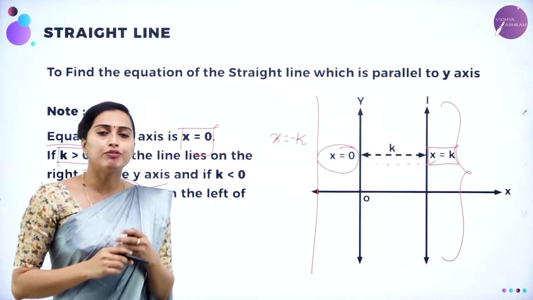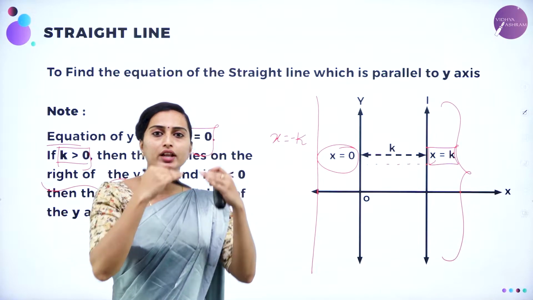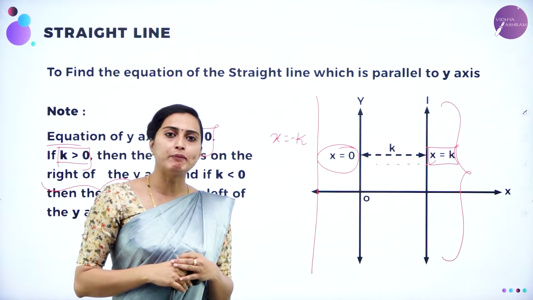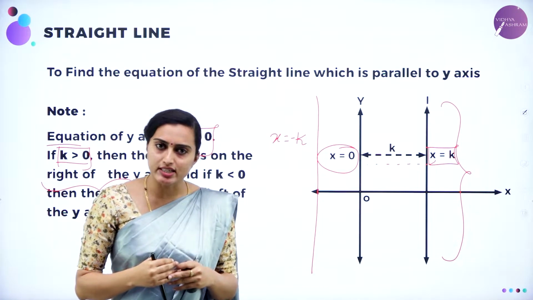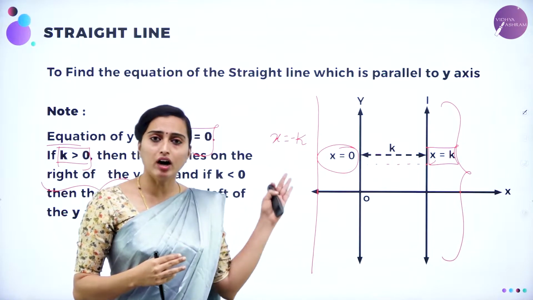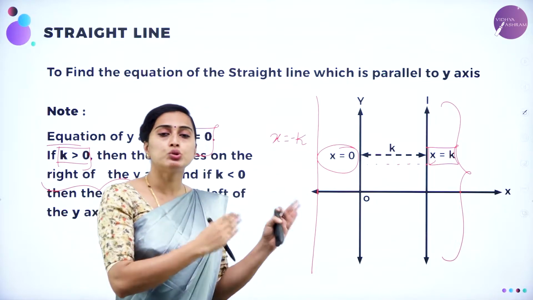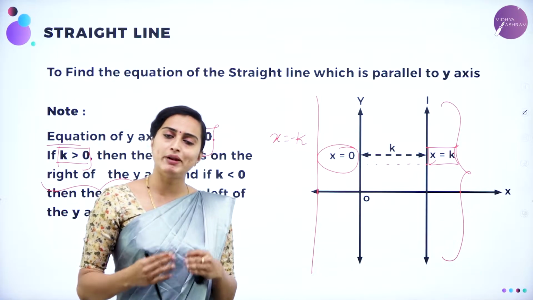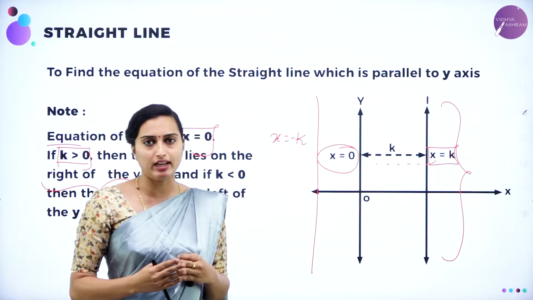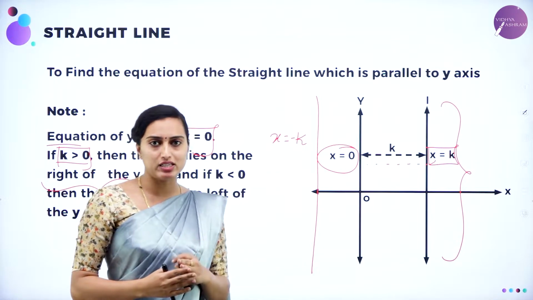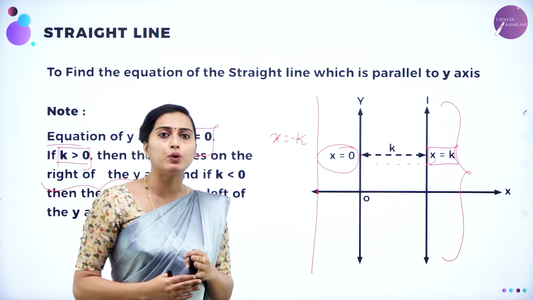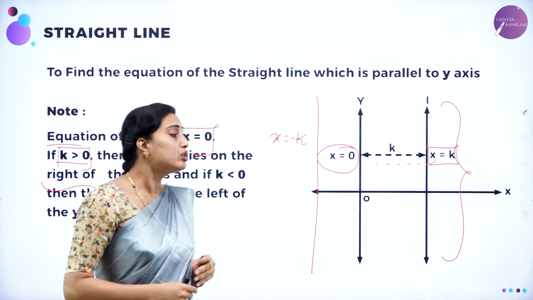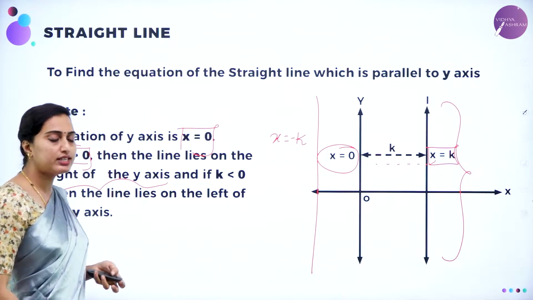Remember, dear students, if the line is parallel to the x-axis above the origin, then y = +k, and below the origin, y = -k, or whatever constant you are taking, h or a. Here, if the line is parallel to the y-axis to the right side of the origin, then x = +k or +a or +b, whatever constant you are taking. And on the left-hand side of the origin, x = -k or -a or -h. Understood? You have to remember all these conditions.